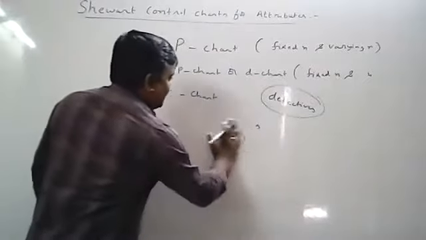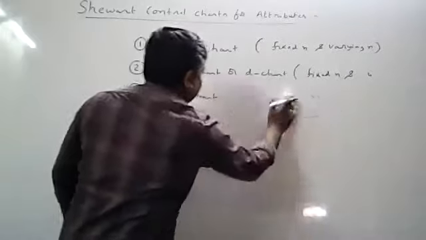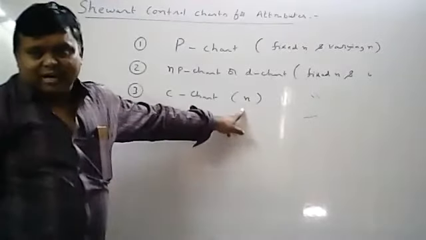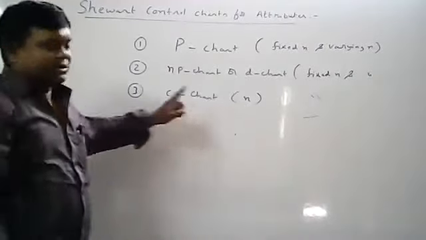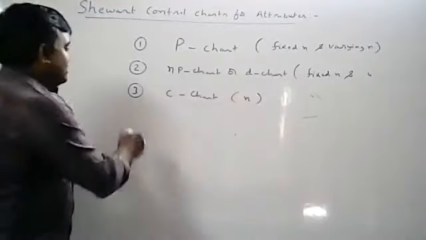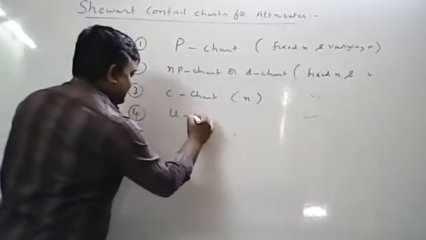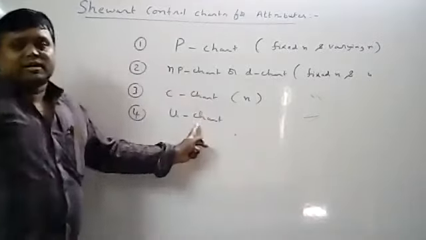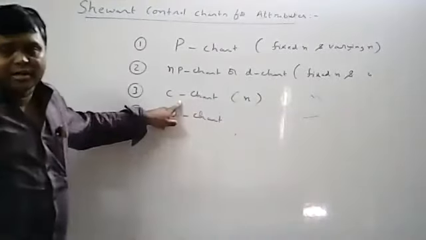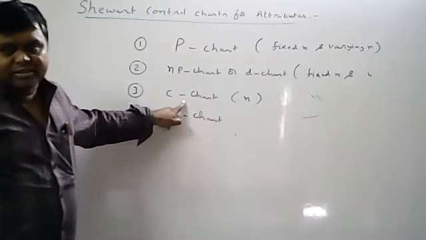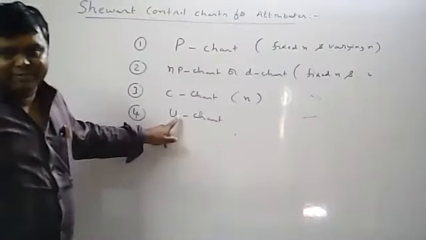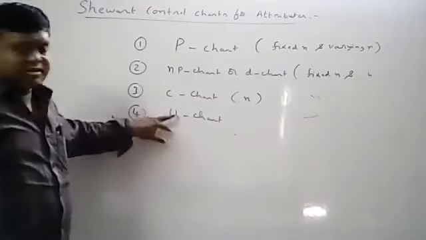Now C chart is used only for fixed N. If you did not mention anything, always consider C chart for fixed N only. Number of defects per unit means always you have to construct C chart. In C chart, N value is fixed. Suppose N value is varying, then it is called U chart. U chart means control chart for number of defects per unit for varying N.